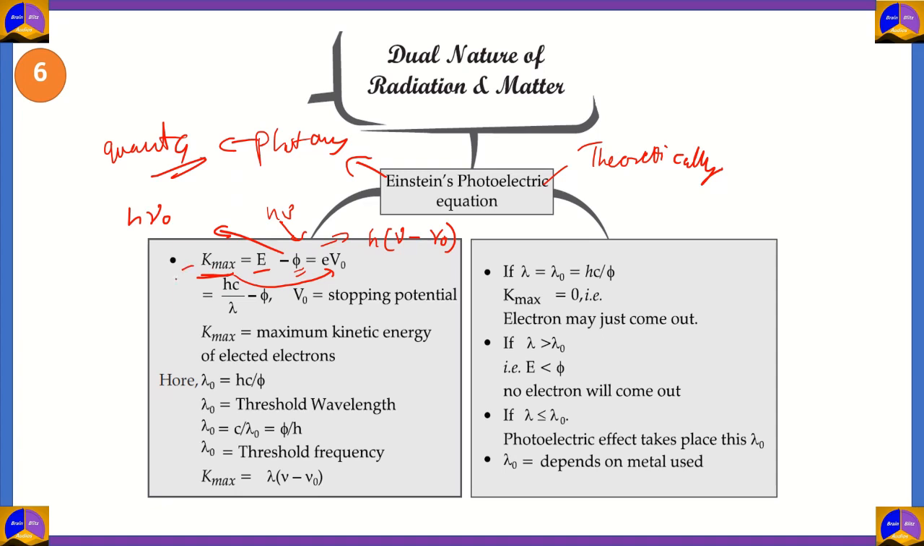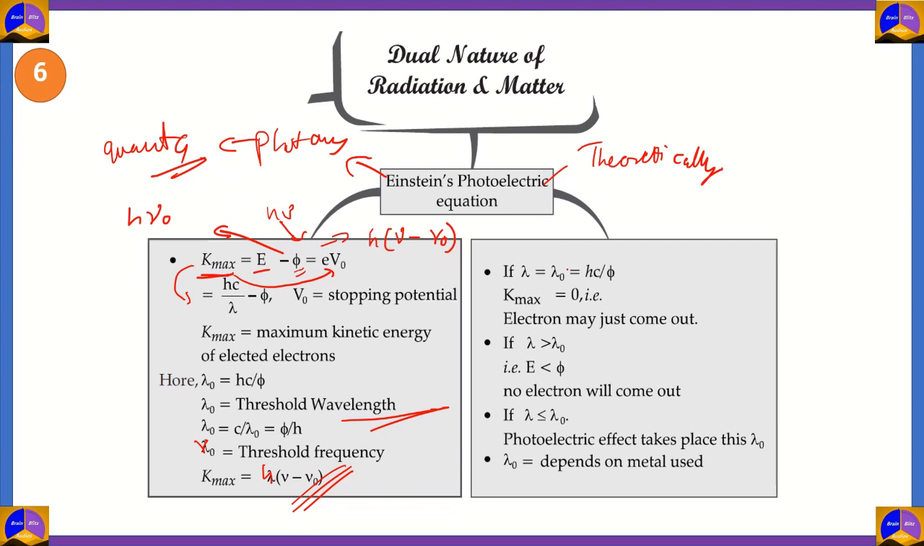So therefore we can write the kinetic energy as hc by lambda, that is energy, minus phi, that is work function. Now lambda naught is hc by phi, and this is also the threshold wavelength, and so therefore nu naught is threshold frequency, and therefore you can find K max as h times (nu minus nu naught). This is essentially the equation of Einstein. Einstein's photoelectric equation is that the maximum kinetic energy is the difference between the frequencies times Planck's constant. So this is the equation.